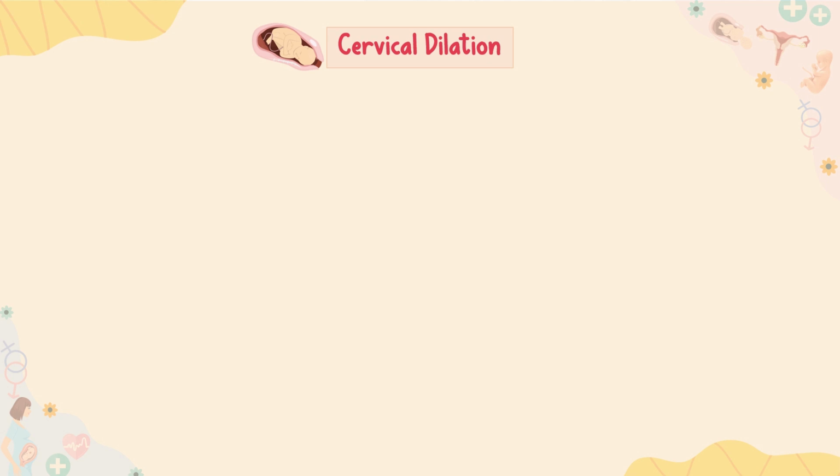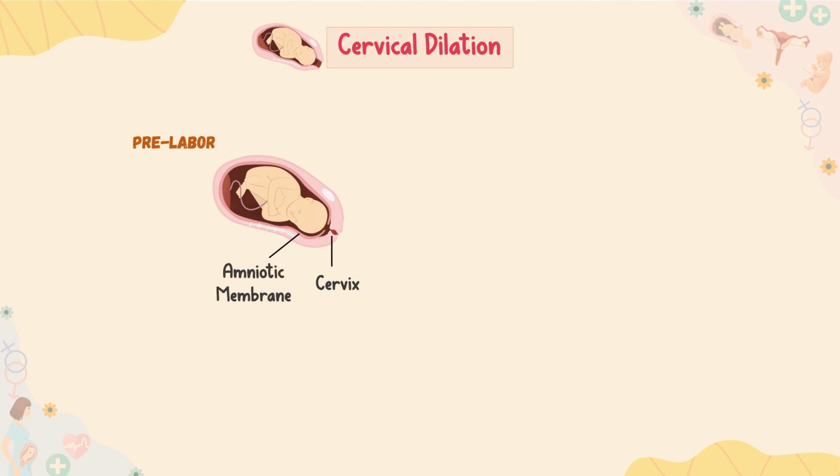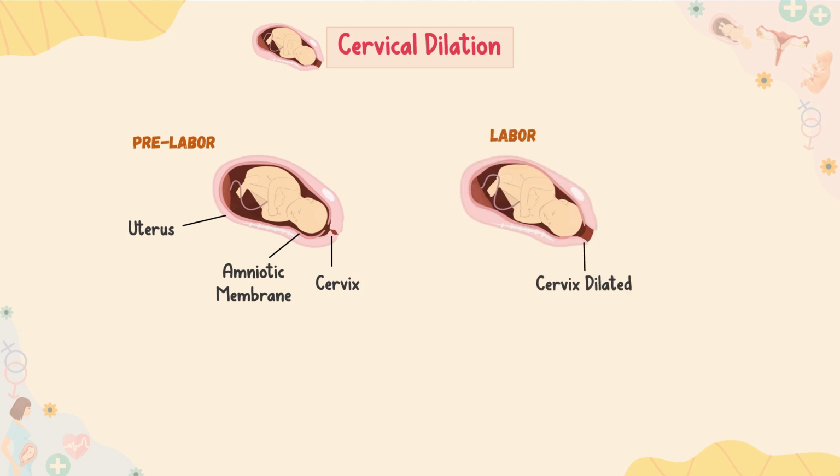Well, this is the illustration of pre-labor stage. This is the cervix that has not dilated yet. Here, you can see the amniotic membrane. And this is uterus. As for vaginal birth to occur, the cervix must dilate fully, like this, about 10 centimeters in diameter, so that it's wide enough to deliver the newborn's head.